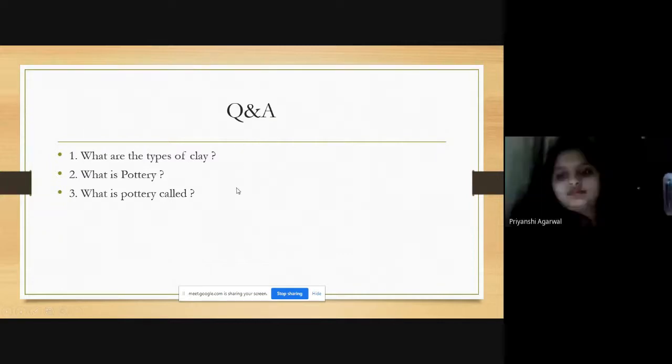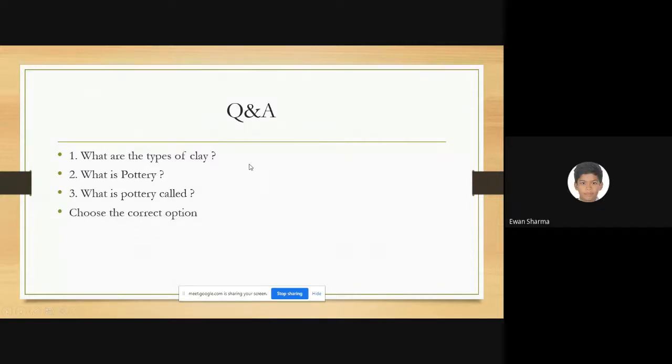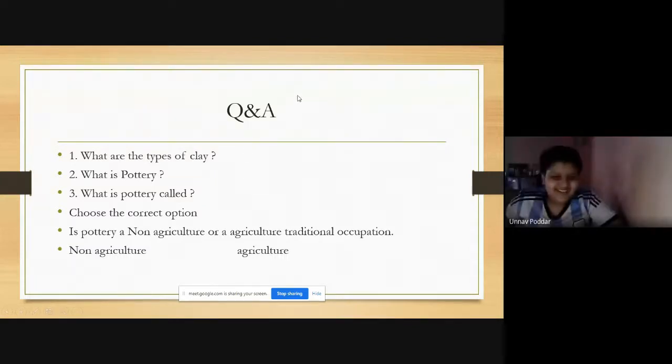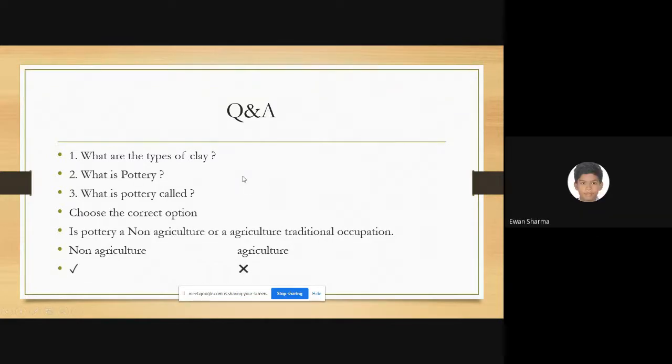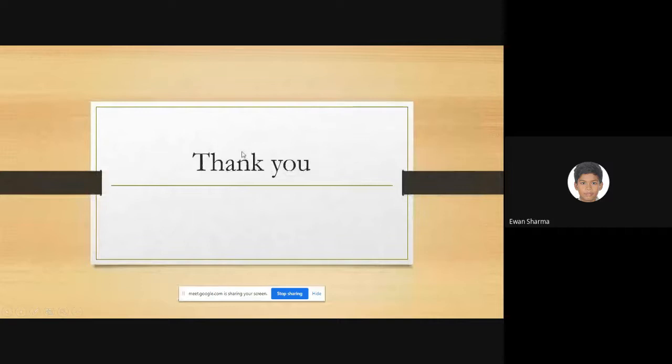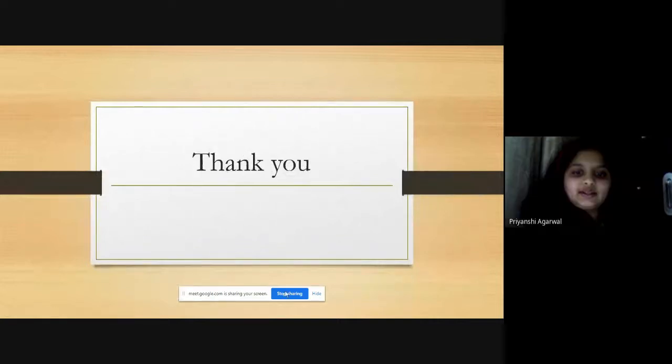So, choose the correct option. There will be two options. Is pottery a non-agriculture or agriculture traditional occupation? The options are non-agriculture and agriculture. Non-agriculture. Correct answer. Thank you. Okay, thank you so much.